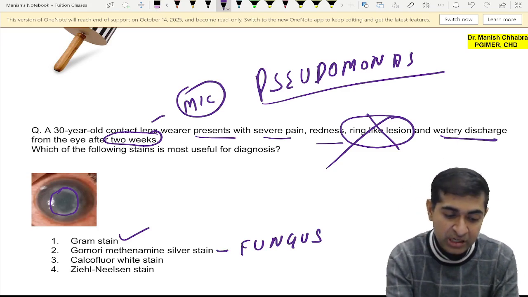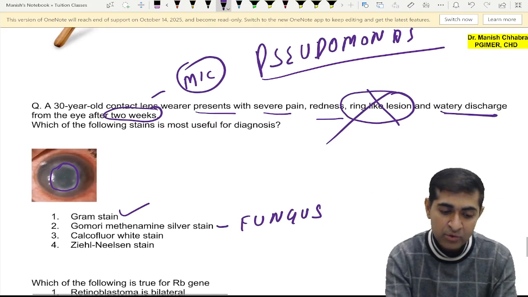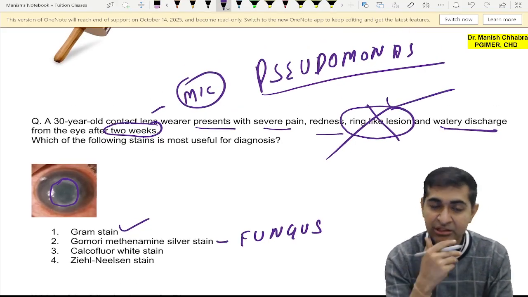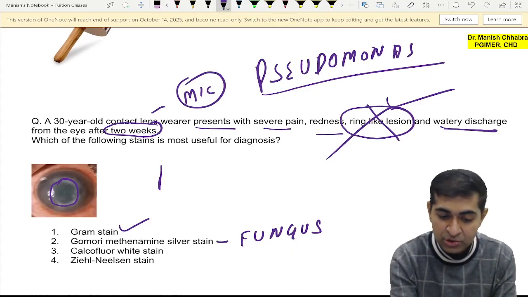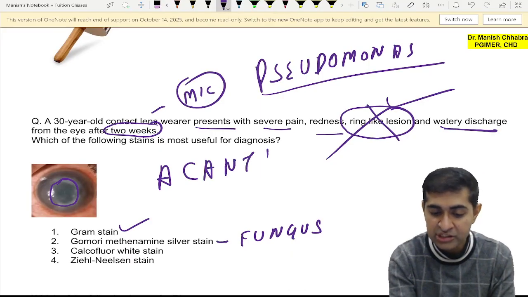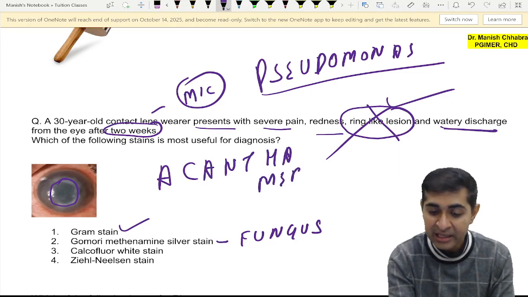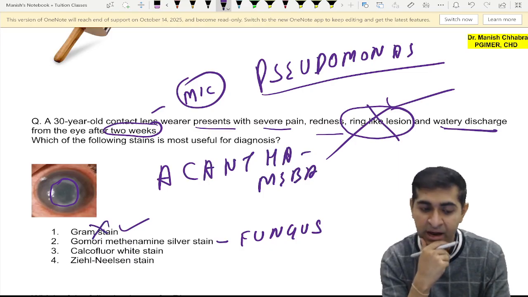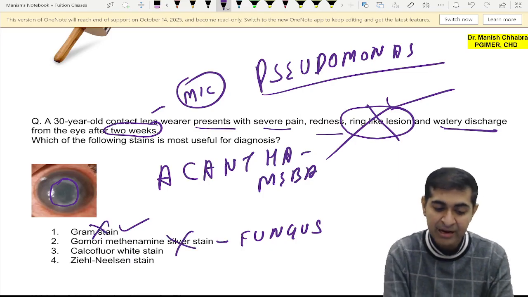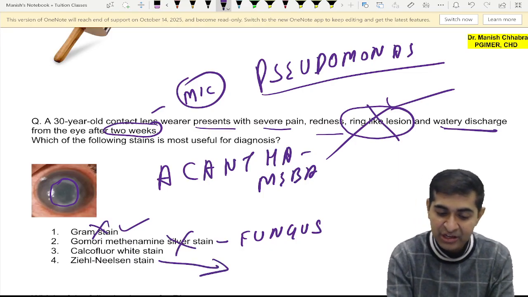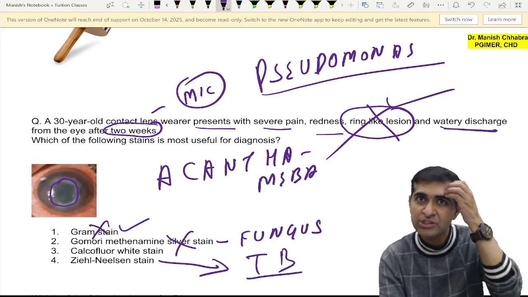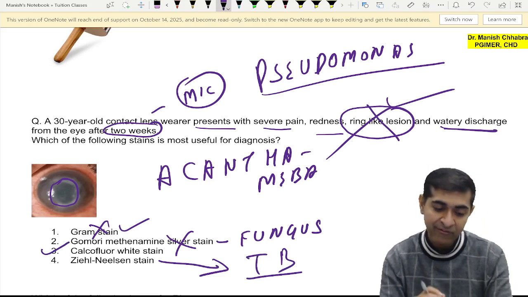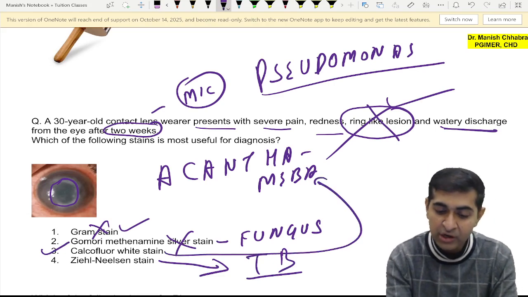So watery discharge from the eye after 2 weeks. Now first you need to make the diagnosis. So based on ring-like lesion, ring ulcer, what is the diagnosis? It is acanthamoeba keratitis. But for acanthamoeba keratitis, don't use gram stain, you don't use methenamine silver stain. ZN stain is for your tuberculosis, right? So calcofluor white stain is for your acanthamoeba.